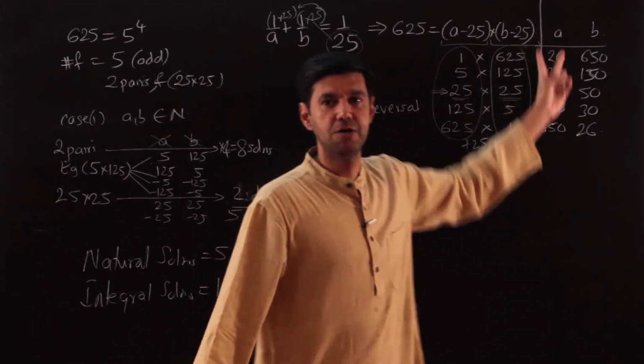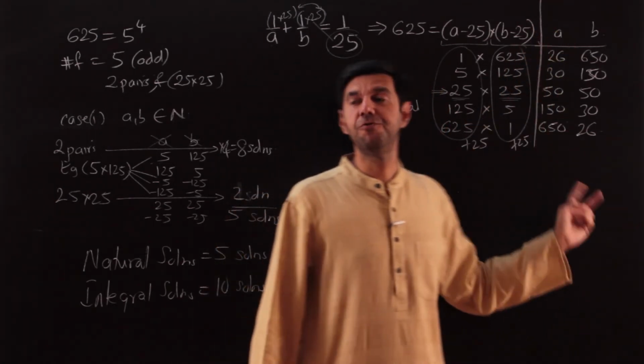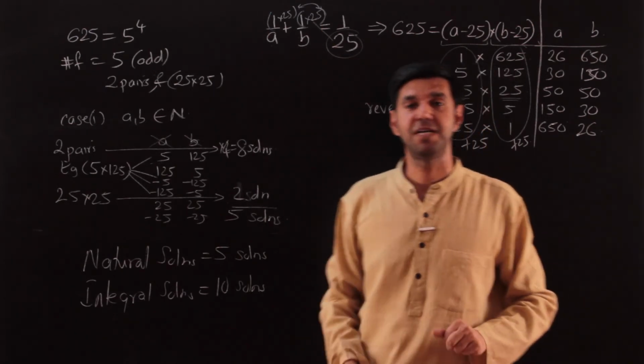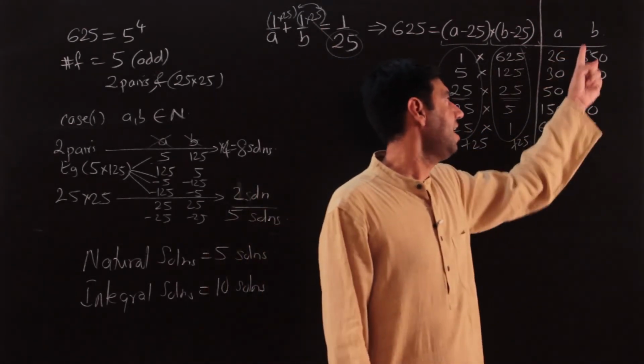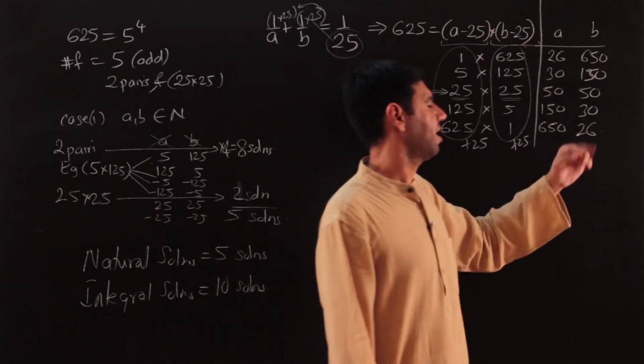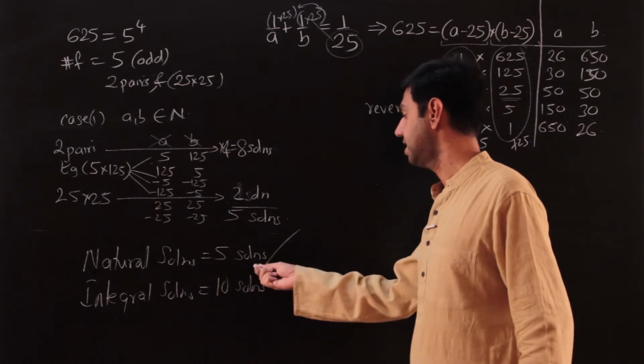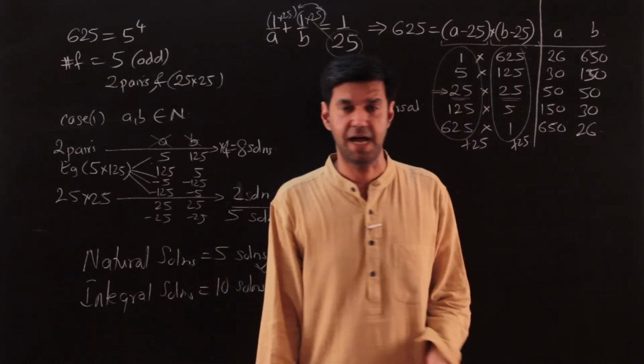So these are the values of A and B. Now if you want, you can plug it back into the original equation, 1 by A plus 1 by B is equal to 1 by 25, and check whether they satisfy it or not. You can do it for a couple of them and leave it. So do we have those 5 solutions? Yes. So there was nothing difficult here. We have got that as an answer here.